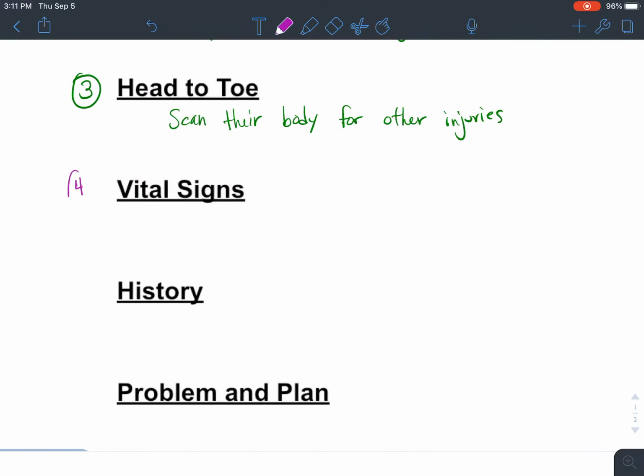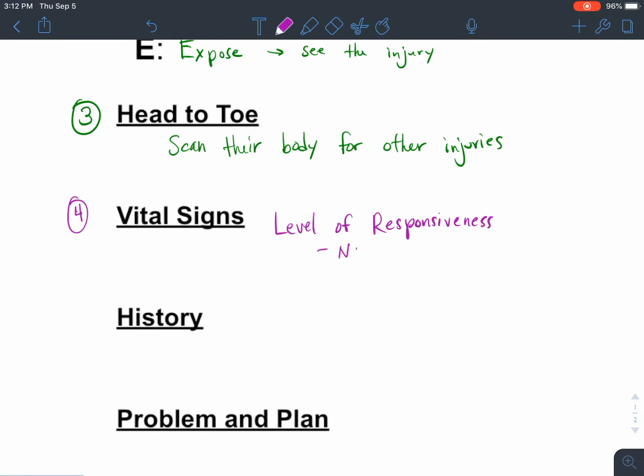The fourth thing that we do, let's switch up some colors here. Number 4 here are the vital signs. Vital signs are essentially like, hey, can they talk to you? So we need to know the level of responsiveness. And the level of responsiveness is basically like, do they know their name? Do they know where they are? And do they know the time of the day? And do they know the events that led up to the injury?